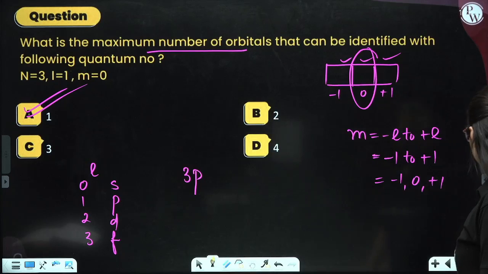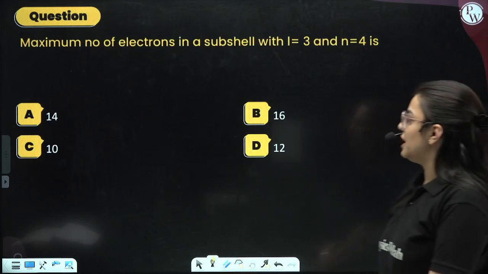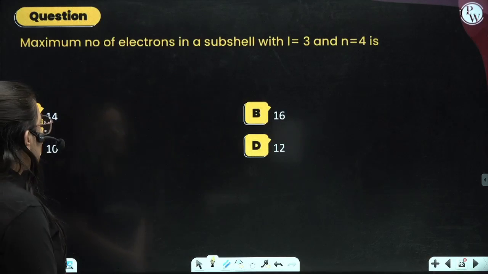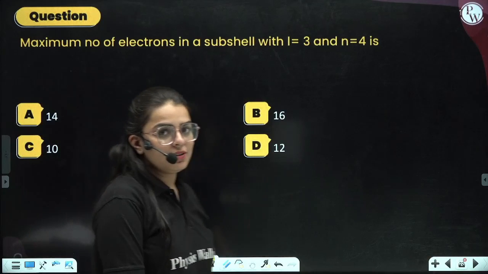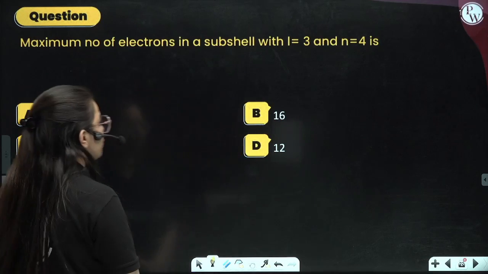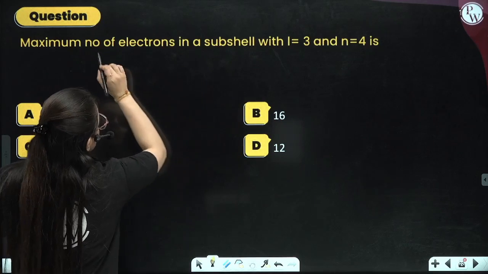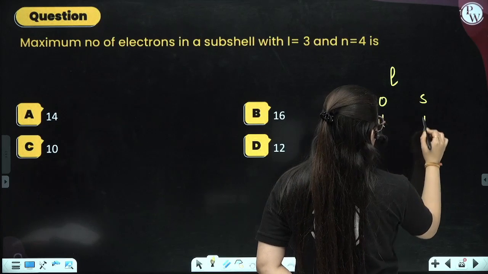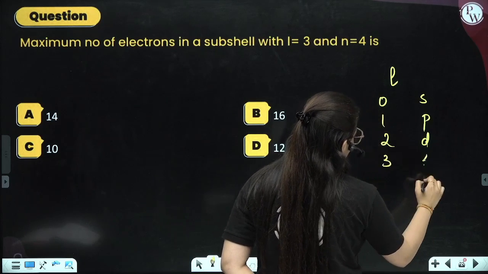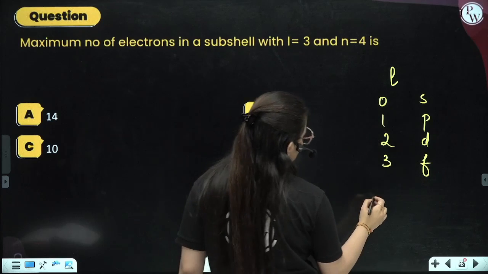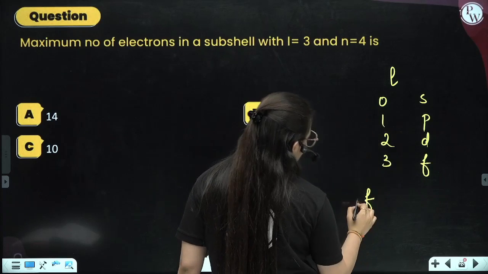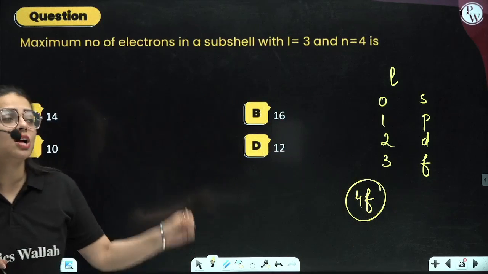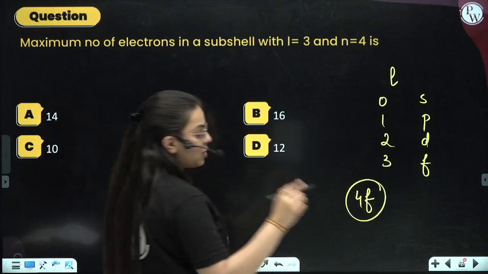Yes? Okay. Now let us see the next question. Maximum number of electrons in a subshell with L equals 3 and N equals 4 is. Now see over here again. When L is 0 it is S, when it is 1 it is P, when it is 2 it is D, when it is 3 it is F. Now here L is 3, that means it is F. Now we have N value as 4, so it is 4F. You have to tell the maximum number of electrons in a subshell.